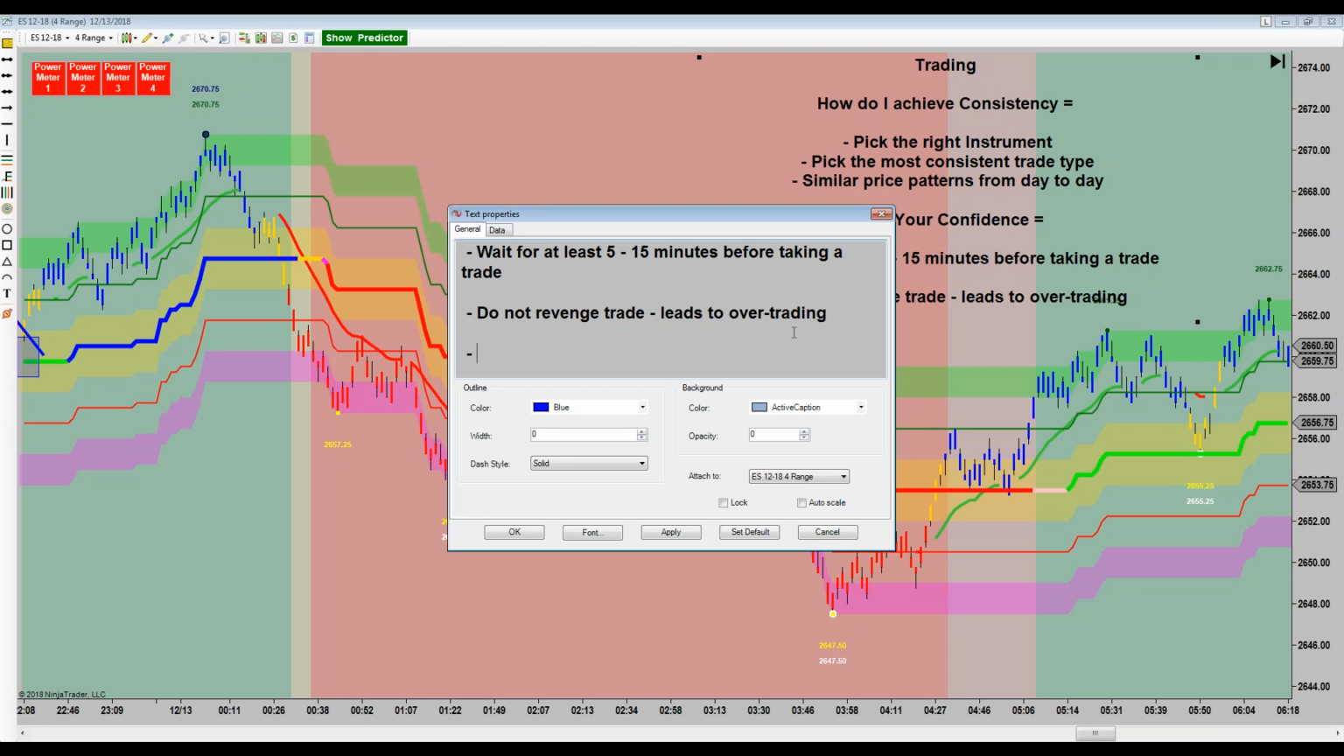How many trades does everybody take? Type in a number. What's the average trades? How many trades do you take in a typical morning? Just type in a number. You could do a range, say it's like 3 to 10, depending on the day or the volatility or whatever.